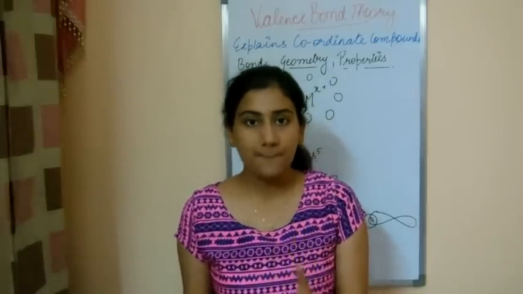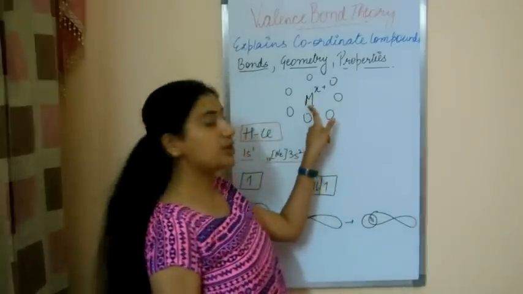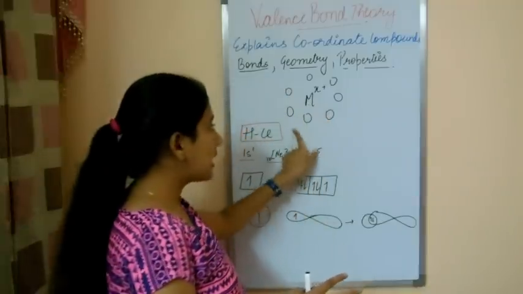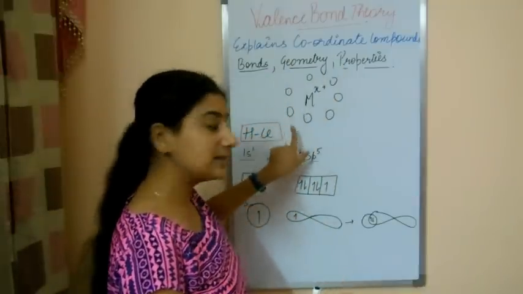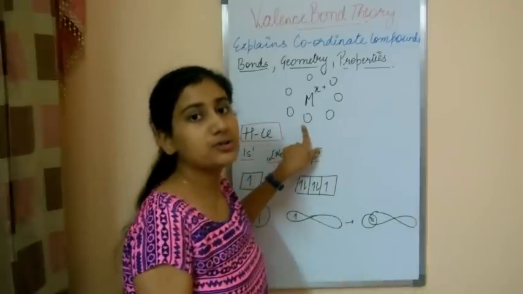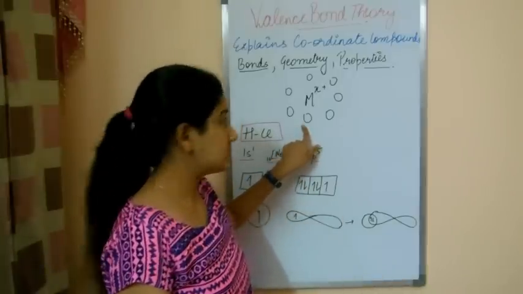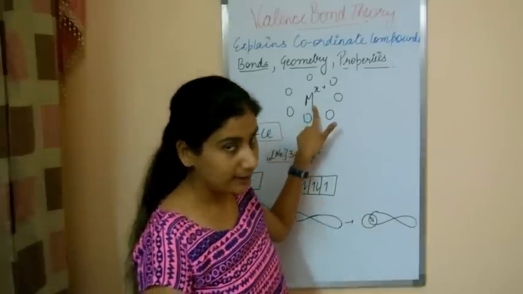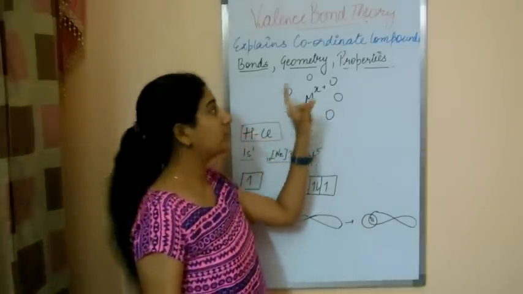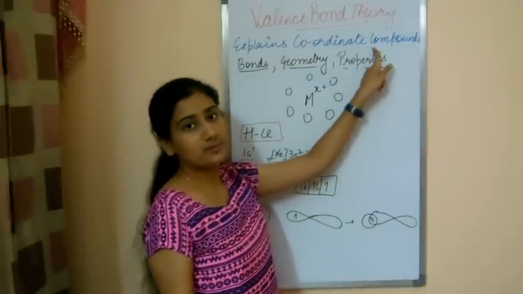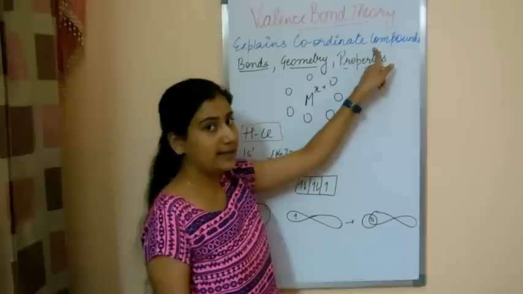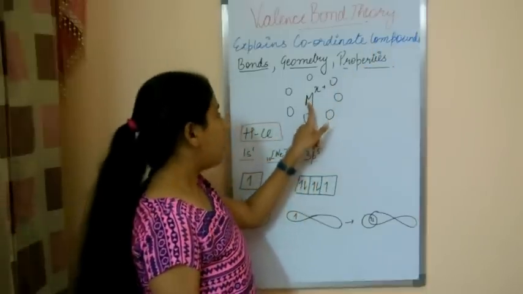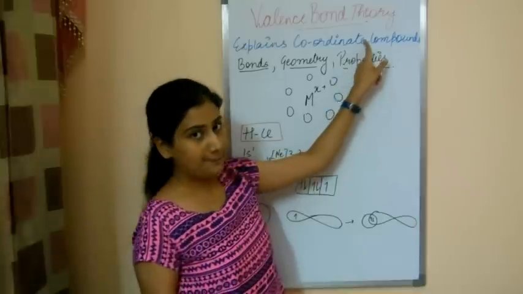Coordinate compounds consist of a transition metal atom or ion, which is surrounded by a number of other atoms, molecules or negatively charged ions. Now, transition metal atom means d block element. Only d block elements form these coordinate compounds. No other s block, p block or f block element can form them. Only the d block element, the transition metal or ion, forms this coordinate compound.